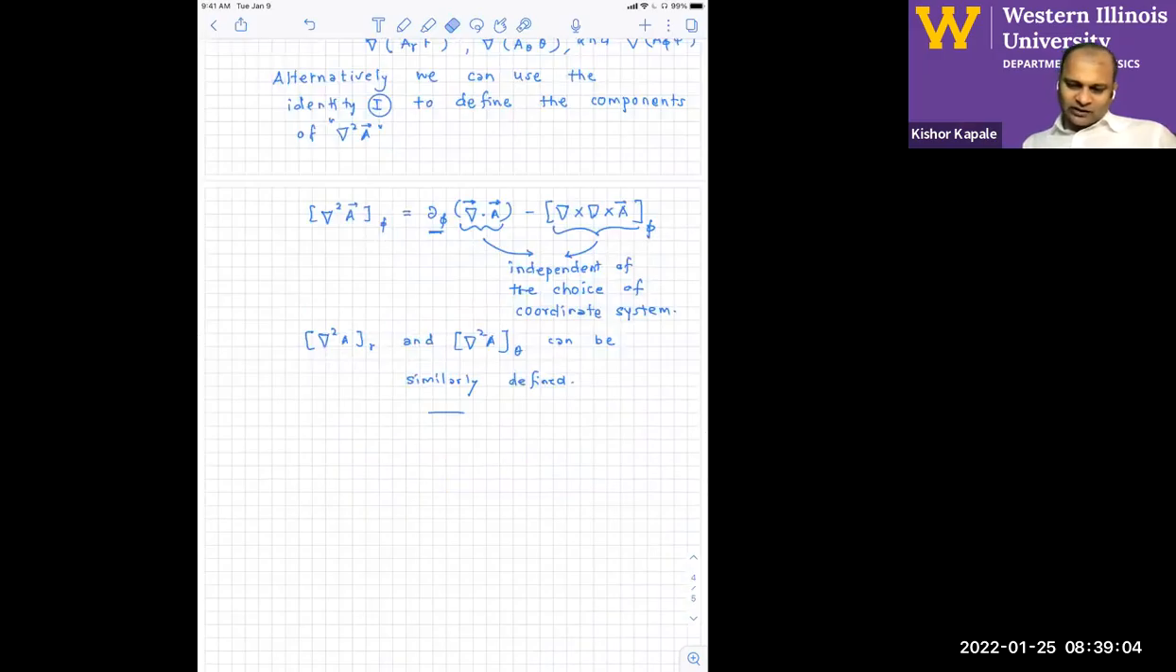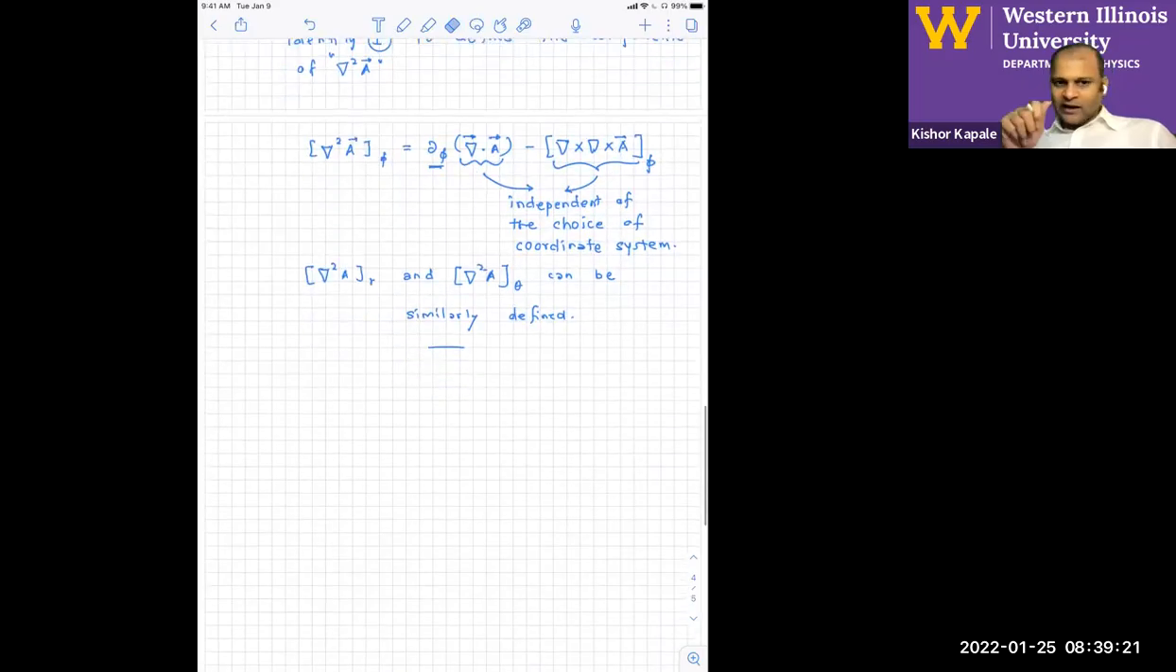And here's a way to do it. These are easy to evaluate. If somebody gave you a vector field, you can evaluate these. Then all you have to do is take the phi component, take the phi derivative, and then you are done. You have a way to calculate any component of del squared A. Everybody with me?